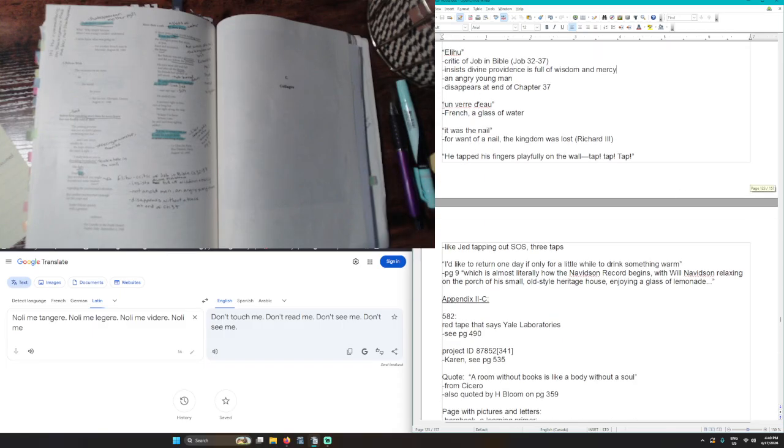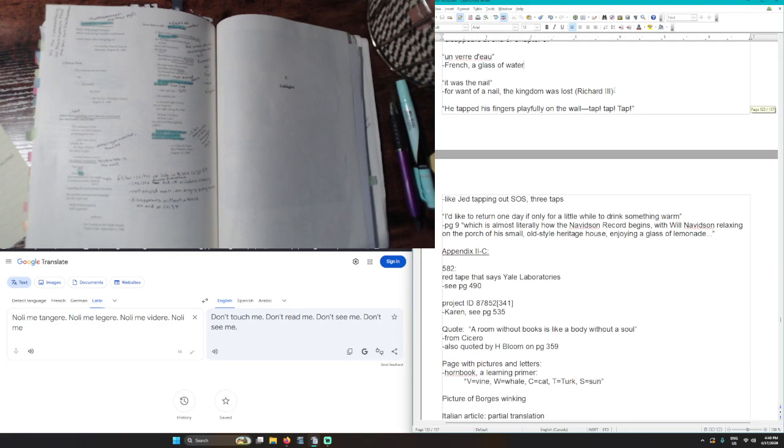We get this French phrase, un verre d'eau, which is French for a glass of water. It was the nail, that quote appeared. That reminded me of Richard III, for want of a nail, the kingdom was lost. So you know the phrase, a horse, my kingdom for a horse. Richard III exclaims, because the horse lost a shoe because the nail wasn't properly put in. So it's about these small things leading to big consequences. If the nail had been in the shoe of the horse, he wouldn't have lost that battle.